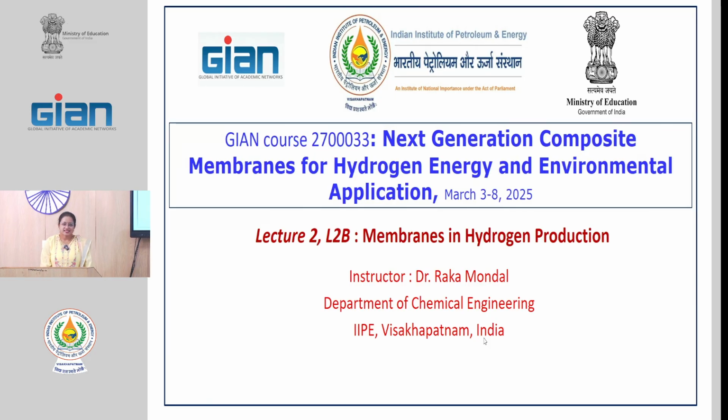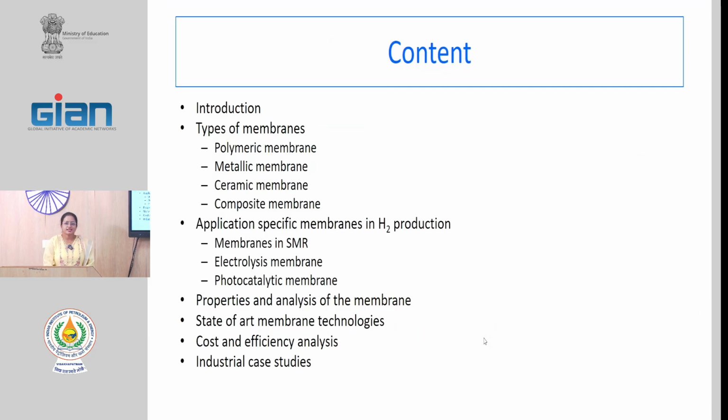So, this lecture is about hydrogen energy and the membranes used for hydrogen generation. In this session, we are going to learn about the types of membrane that we can use for this technology. We are going to talk about the different applications of specific membranes in specific hydrogen production technologies. How do we choose the properties and how do we analyze these membranes? The state-of-the-art membrane technologies, cost and efficiency analysis, and some industrial case studies.